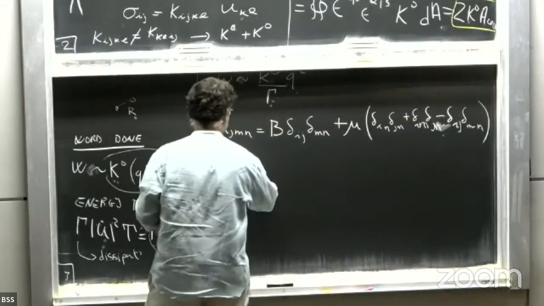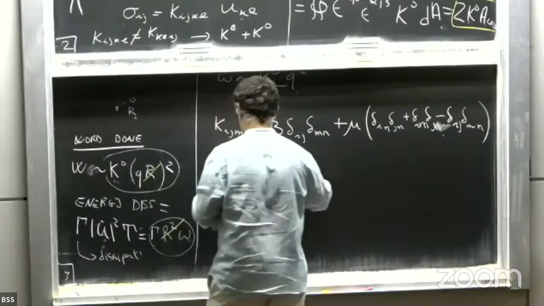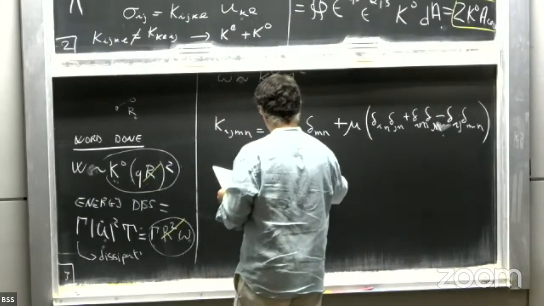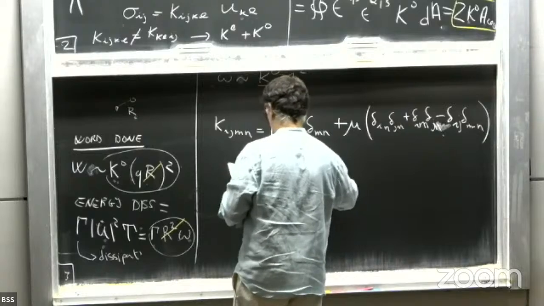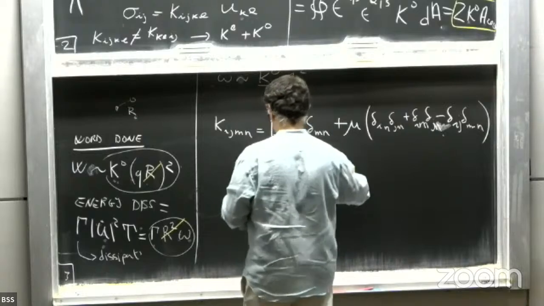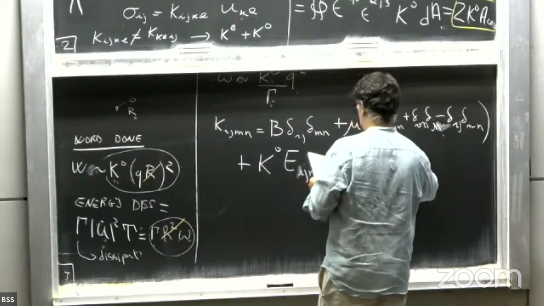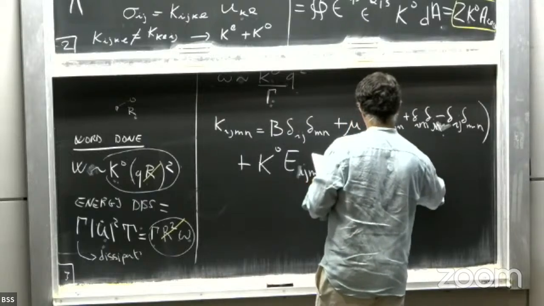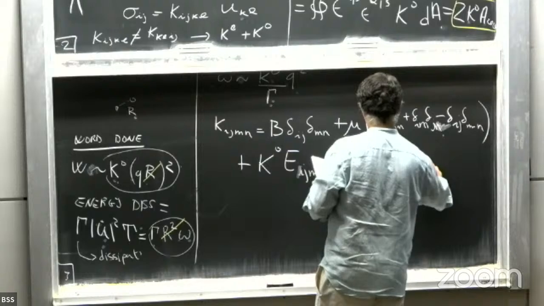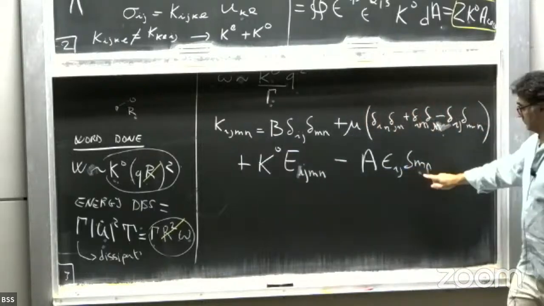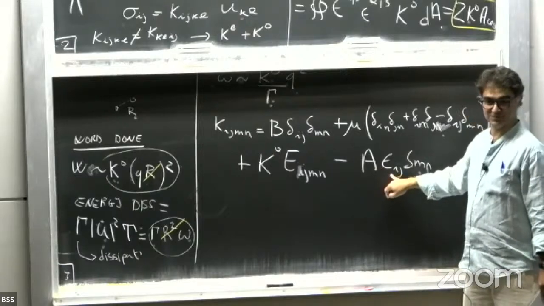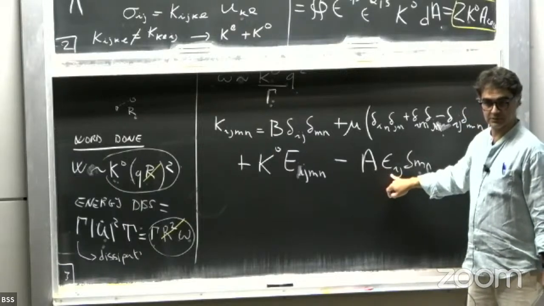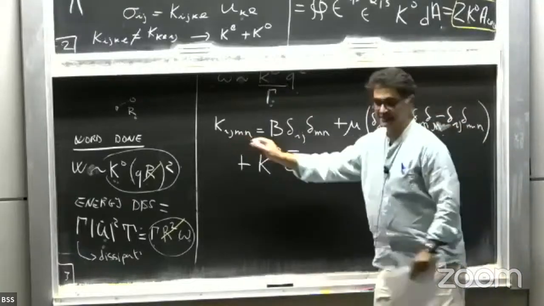Okay, yeah. And then there's a K naught that multiplies an object that I'm going to call EIJMN. And there's an A that multiplies an object that's called delta MN. Notice that the A comes with the epsilon IJ because it's the torque. Okay? So this is the tensor.